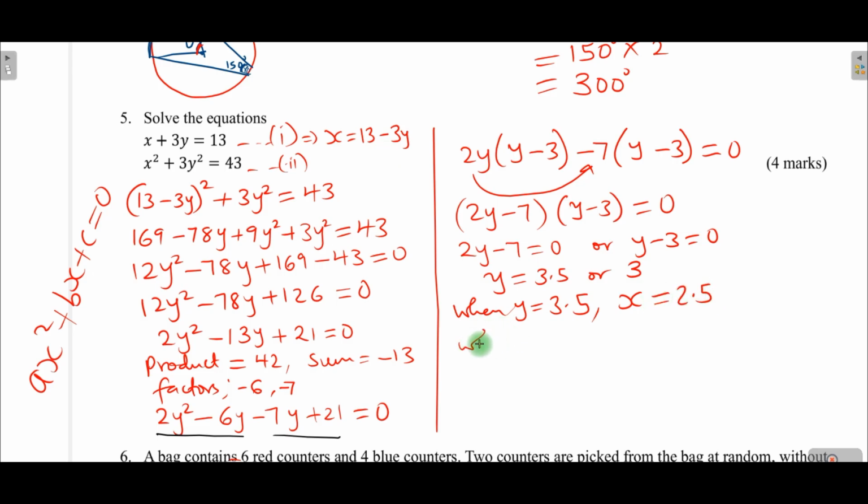Then when y is 3, what is the value of x? Again, we substitute the value of y into this equation. So 13 minus 3 times 3, so 13 minus 9, so we are going to get 4. And therefore we have solved that simultaneous equation. So we are going to proceed to the next question.